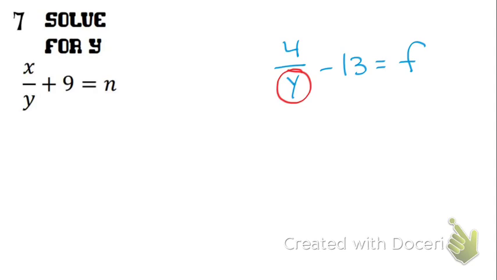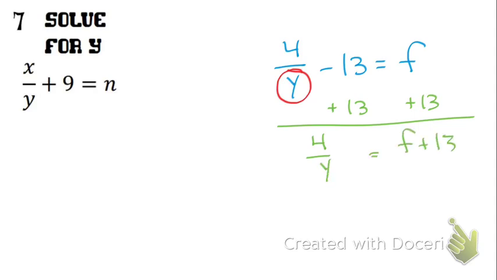But because that left side has a fraction and it has a subtraction, I'm first going to move that minus 13 to the other side before I multiply. So I'm going to add 13 to both sides. So that gives me 4 divided by Y equals F plus 13.